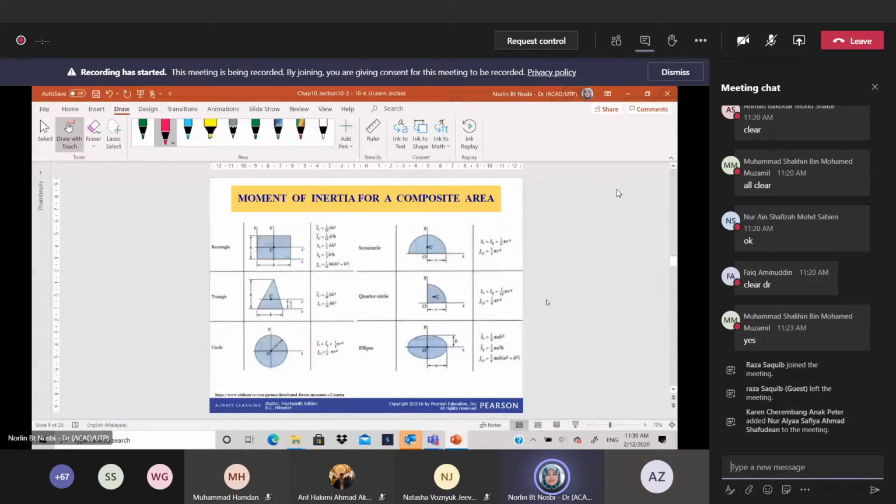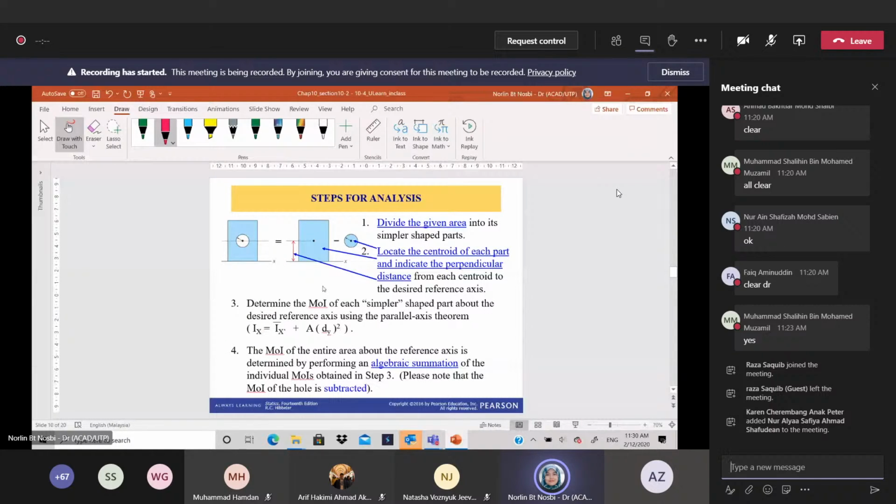There's a 4 step. 1, 2, 3, and 4. Okay, for example, this is a composite body. You want to find the moment of inertia Ix and Iy. How do you want to find it?